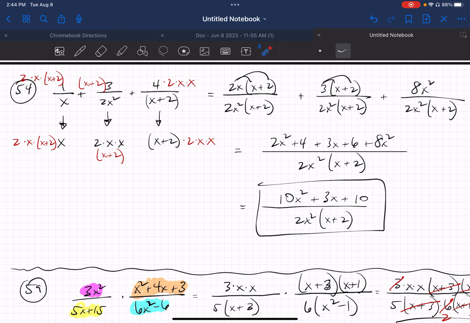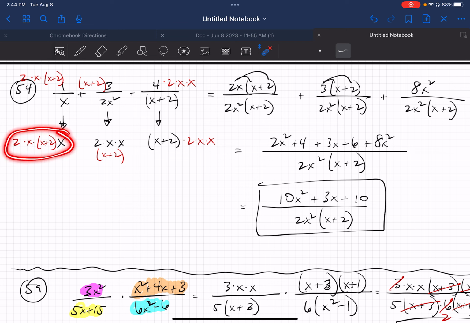GCF, greatest common factor. Well, the GCF for this one is just 1, so that stays the same. And then what you do is you figure out what they all need, for all three of these to be the same. Well, this one is going to need an x plus 2, and it's going to need a 2 and another x to match. This one over here already has two x's, so it doesn't need an x, and it doesn't need a 2, but it's missing an x plus 2. And then this one over here has the x plus 2, but it's missing everything else.